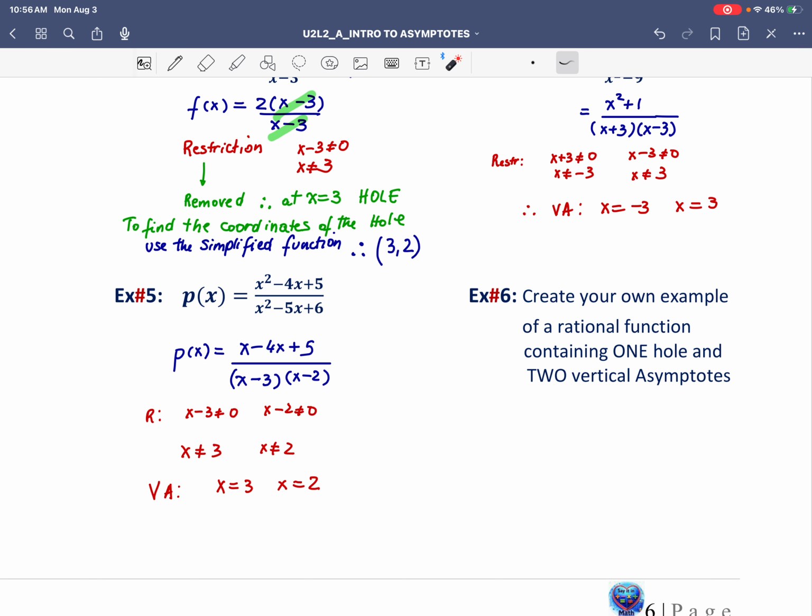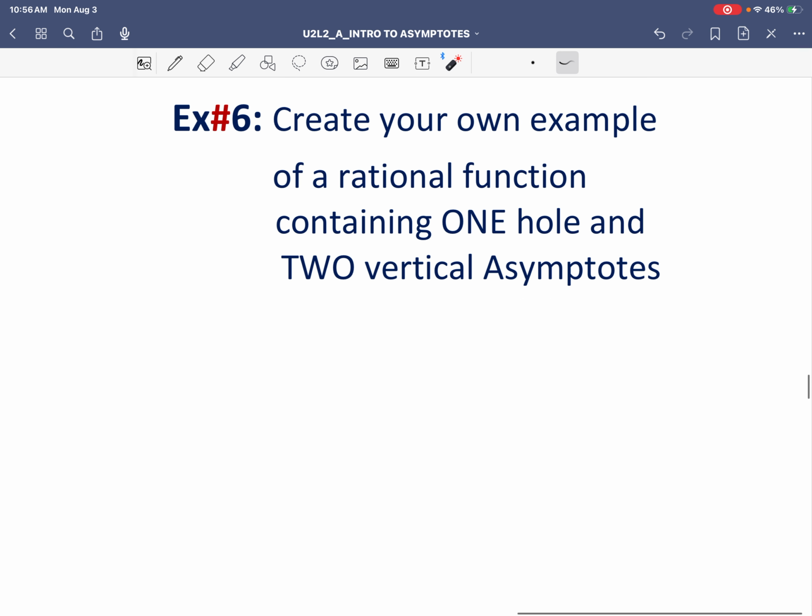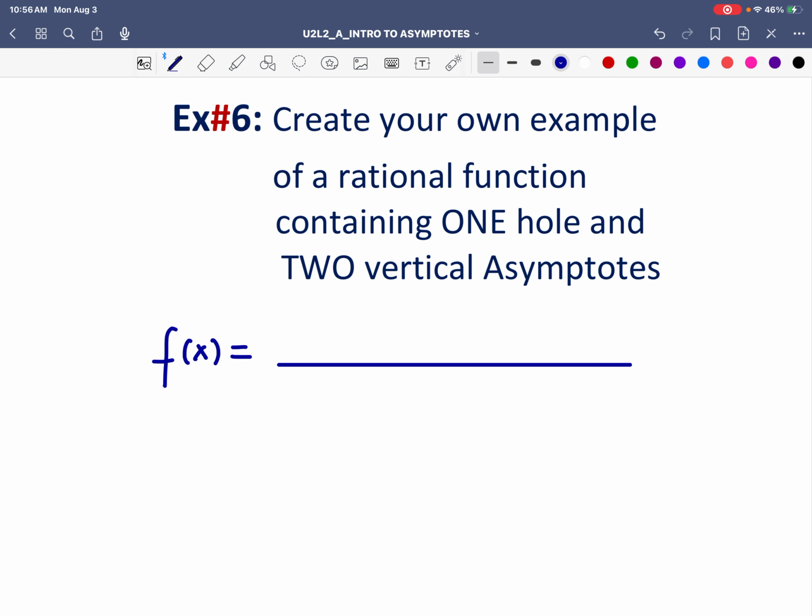And in the last example, I asked that you create your own example of a rational function. It contains one hole and 2 vertical asymptotes. And you will probably see this as part of a communication or thinking questions in your evaluations. And it's a fun and easy exercise, obviously. So if I want the graph of a function to have a hole, that means that I need a factor of the numerator to simplify a factor in the denominator. So here we go. I made this by giving both numerator and denominator the same factor.